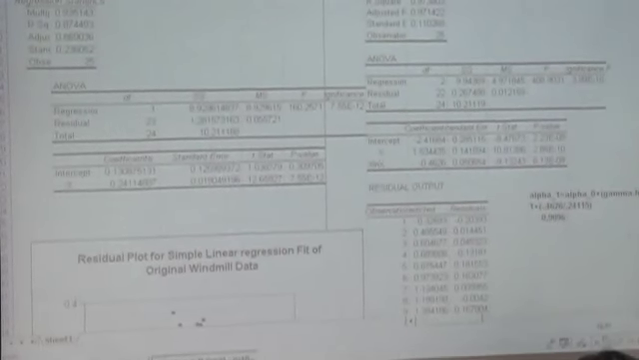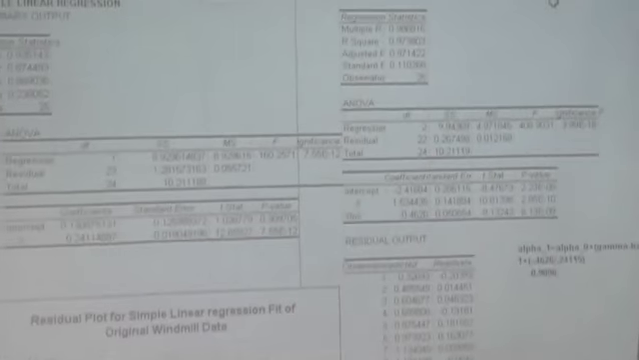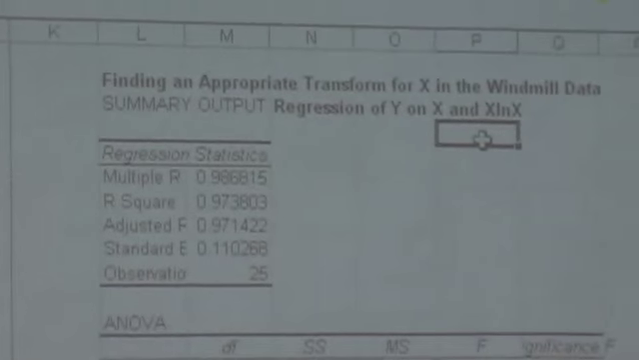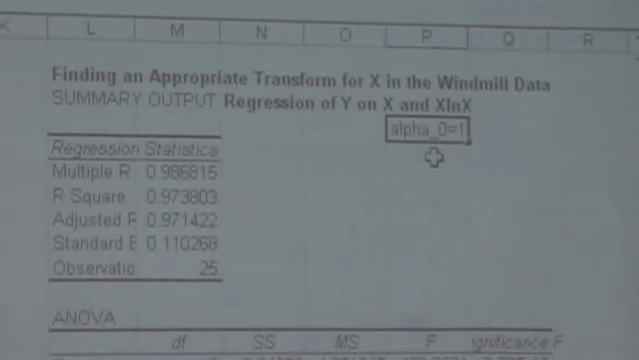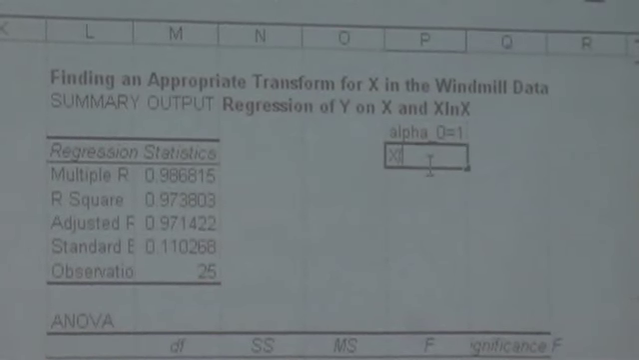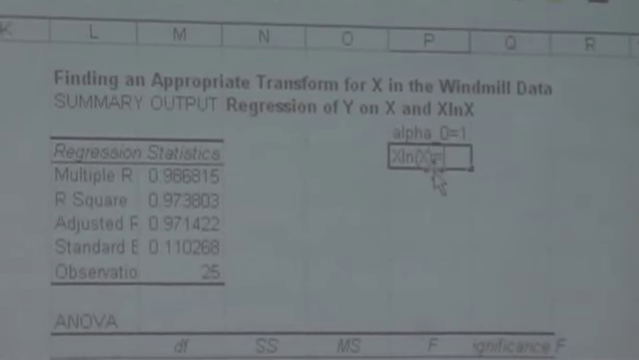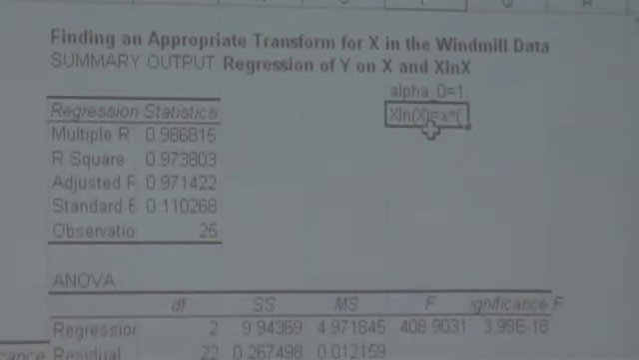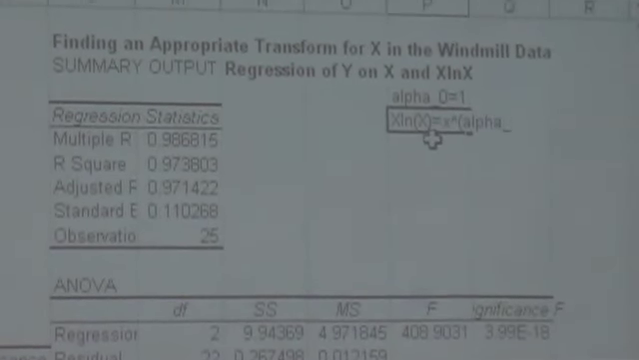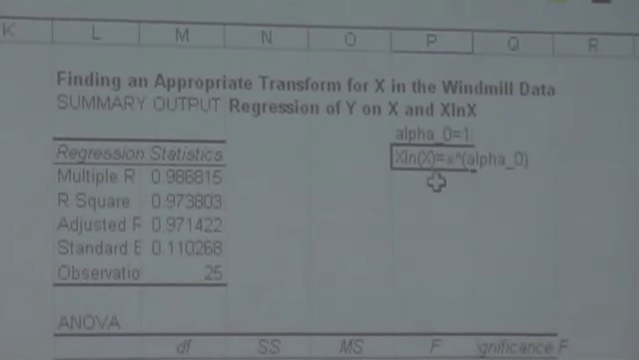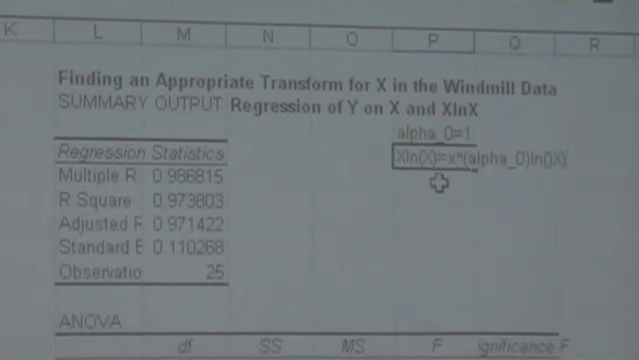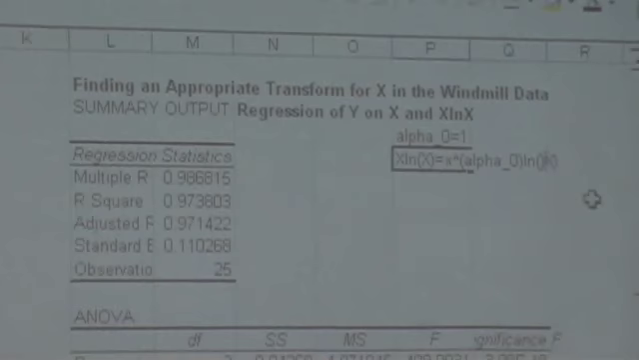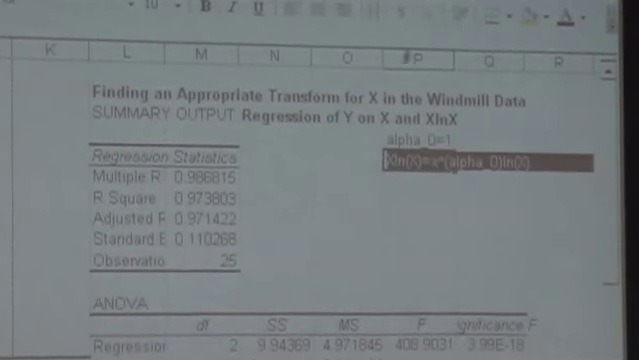Now I'm going to do the multiple regression of y on x and x to the alpha naught log x. All right, I can put here alpha naught equals 1. Okay, and so this is x log x, equals really x to the alpha naught log x. Oops, I did too many parentheses. Okay, so that's what I'm doing there.